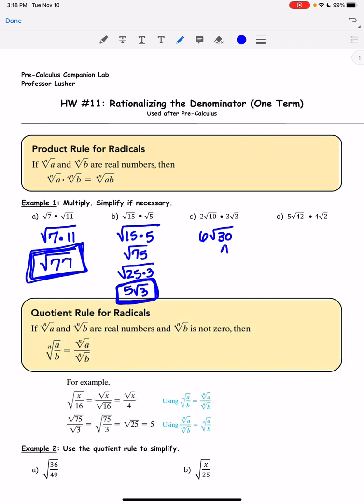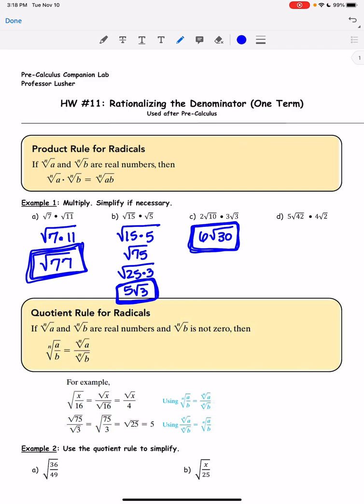If you break that down, that's 5 and 6, which is 2 and 3. You don't have a pair of anything. Another way to think about it is a perfect square doesn't divide evenly into 30. So that is my final answer.